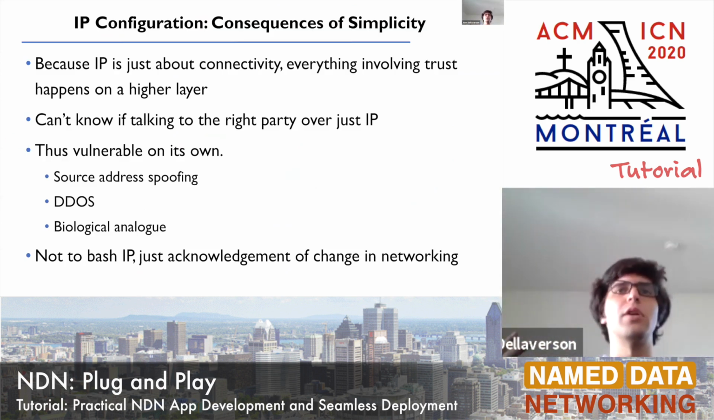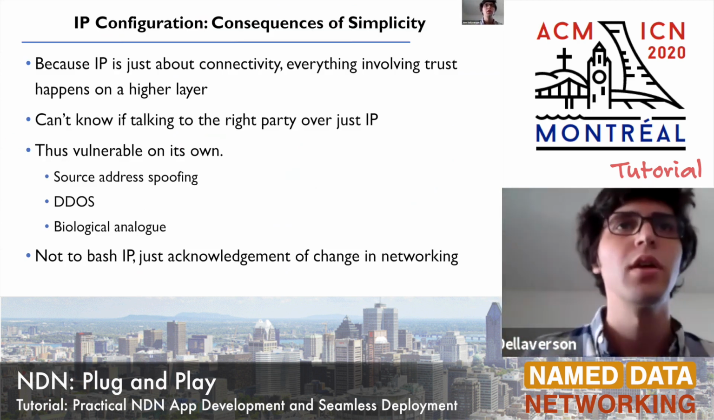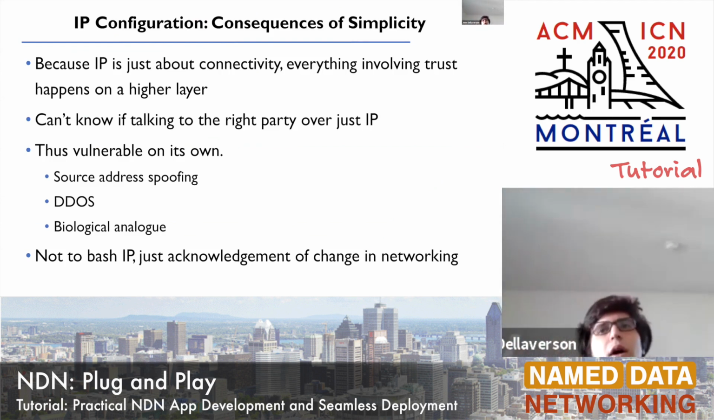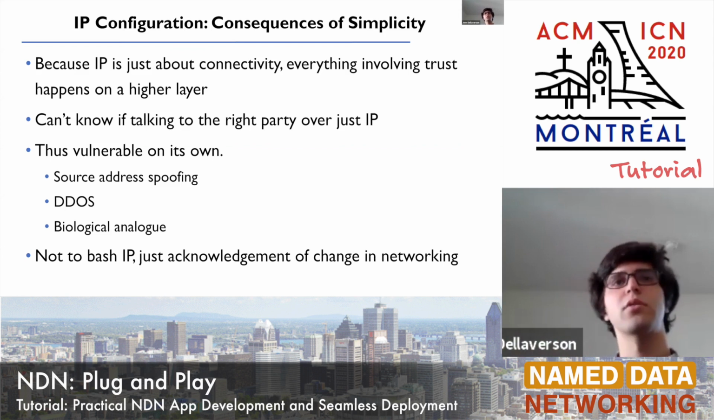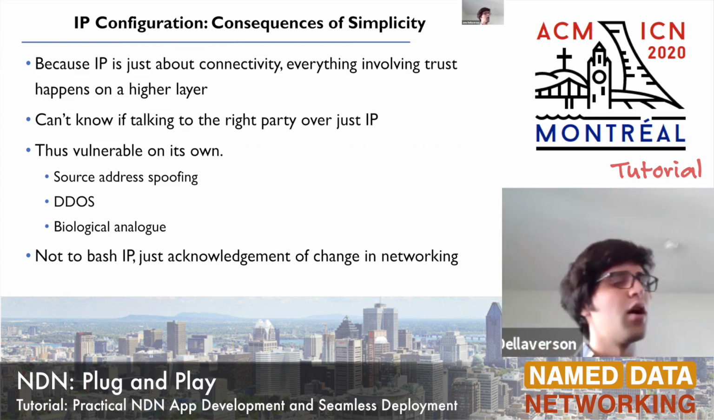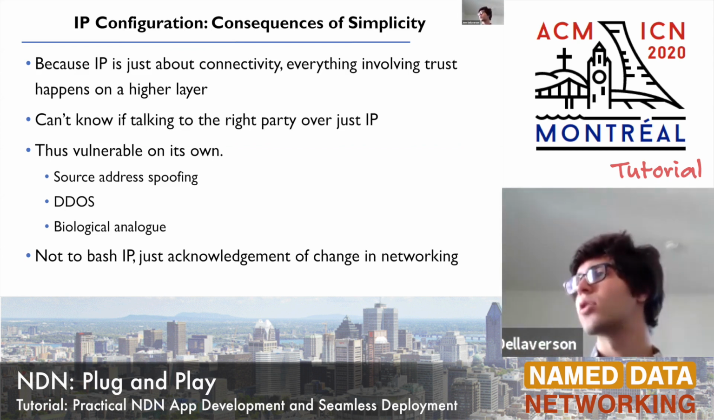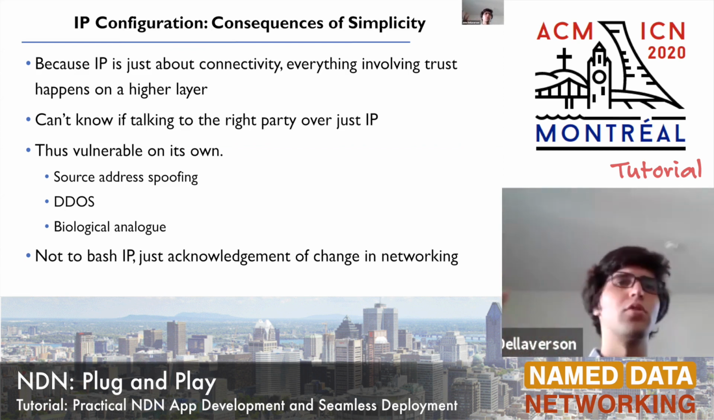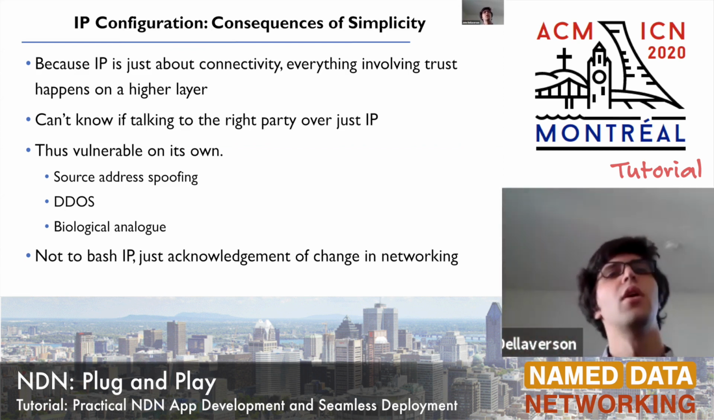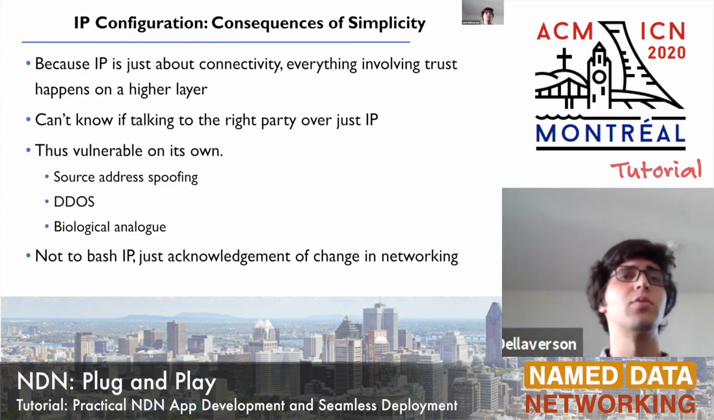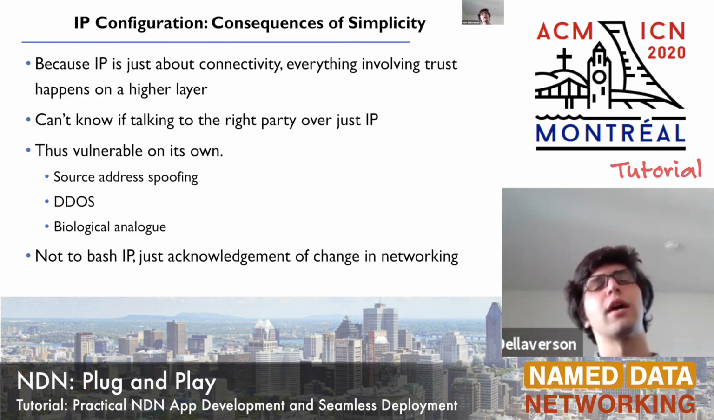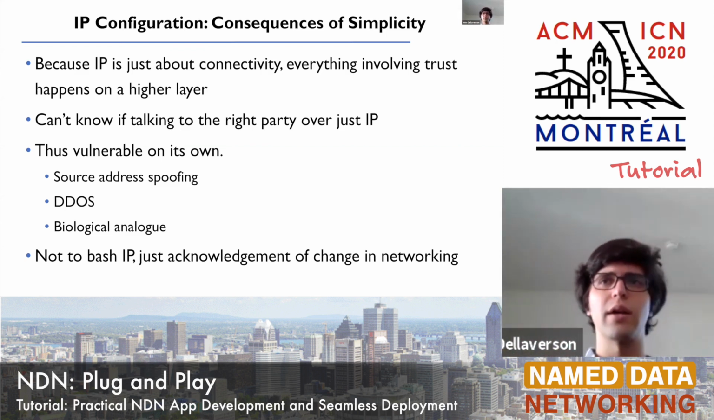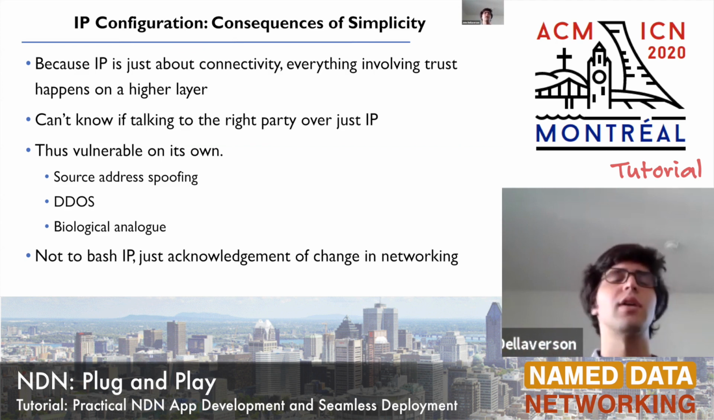There are some interesting consequences to this simplicity. One of them is that because IP is just concerned with connectivity, everything involving trust is happening on some higher layer. You don't actually know if you're talking to the right person over IP. This introduces some vulnerabilities. You can have source address spoofing because you can't tell who you're actually talking to. As a consequence of that source address spoofing, you can have redirect attacks, and particularly bad DDoS attacks.